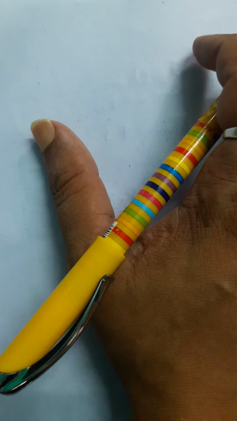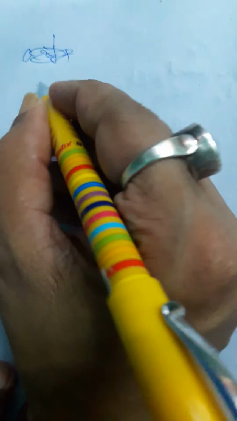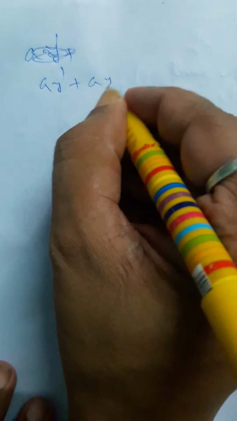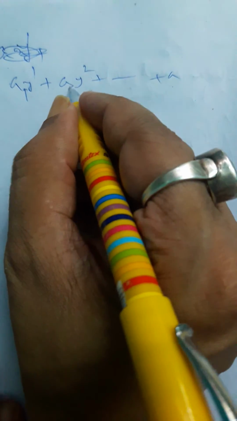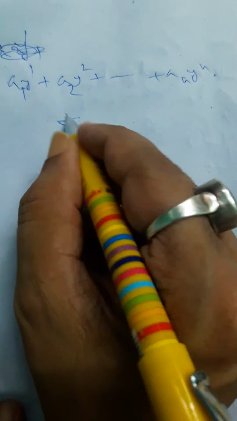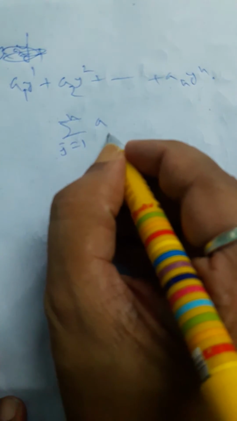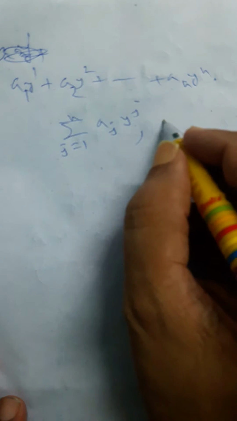At first, we know the expression a1y1 plus a2y2 up to anyn, using the notation sum of j equals 1 up to n of aj yj, in this way. And if we omit the summation symbol, sometimes we write it as aj yj, which means this.